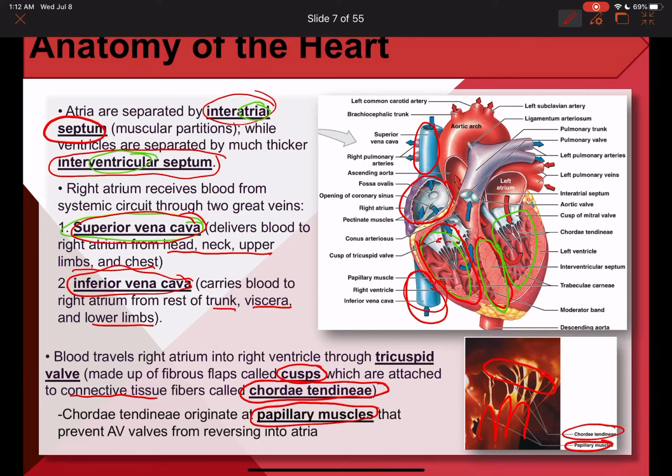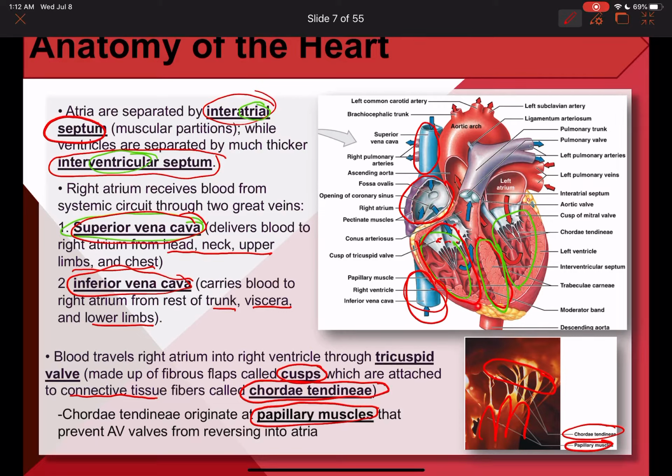How this works is kind of like what we learned about the tensor tympani muscle for the tympanic membrane when we talked about hearing, how it stiffens the tympanic membrane when there's loud noises to prevent it from vibrating too much. This is somewhat similar. It's a string that pulls on the cusps to make sure that when blood is pushing against it, it does not reverse the cusps back into the atrium.